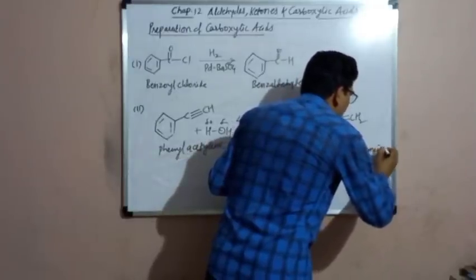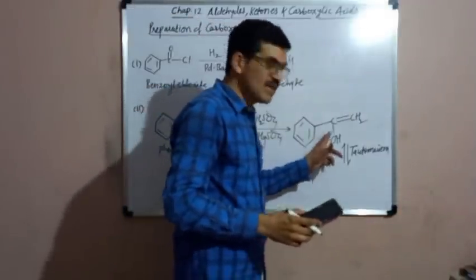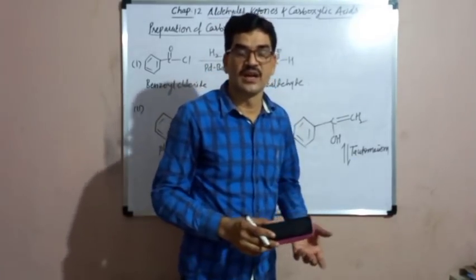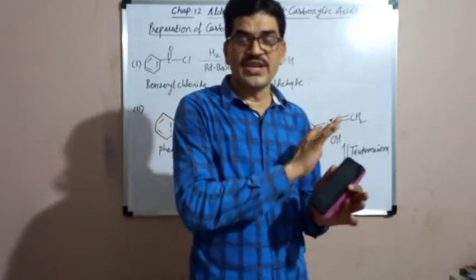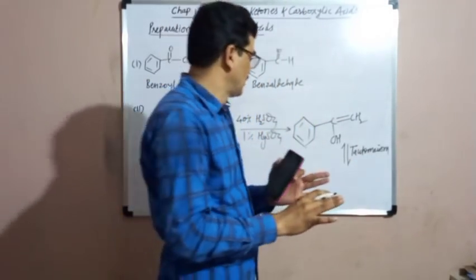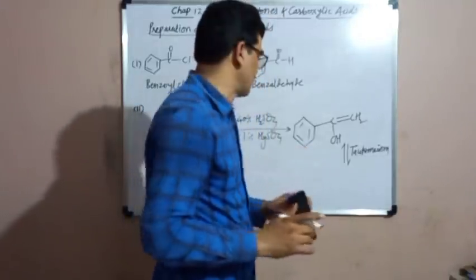Tautomerism will occur here. In tautomerism, there is a change in the position of the atoms. How is it different from isomerism? See here, in tautomerism, there is a change in the arrangement of the atoms. In isomerism or in resonance, there is no change in the position of the atoms.